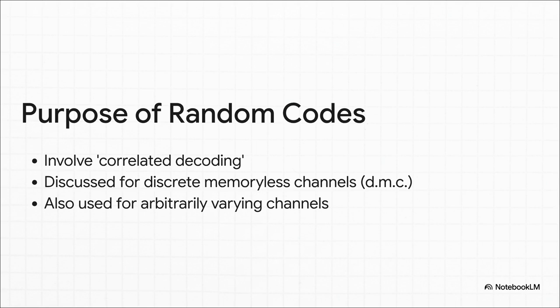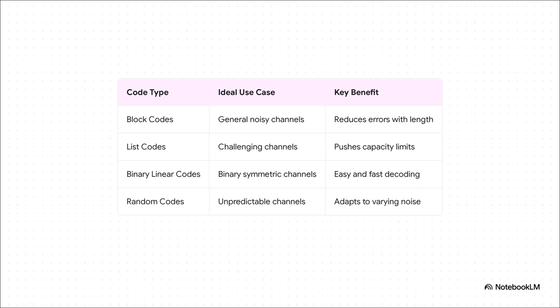Wild, right? So let's just do a quick recap of our toolkit here. We've got block codes for our general, everyday, noisy channels. We've got list codes for when things get really tough. We have binary linear codes when we need speed and efficiency. And for total, unpredictable chaos, we have random codes. Each one is a specialized solution for a specific kind of problem.